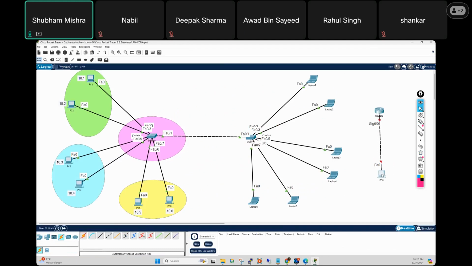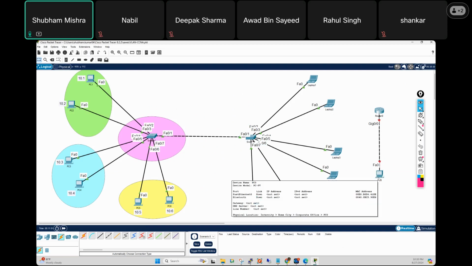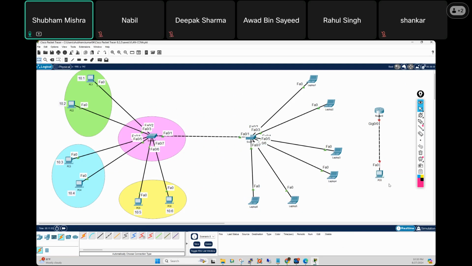It means this Gig 0/0 is the physical interface. Yes or no, everyone? This is the physical interface. But let's suppose there are two different PCs, and the two PCs are in different VLANs. In this case, to make communication possible between these two PCs, you need a separate interface for each VLAN. Yes or no?